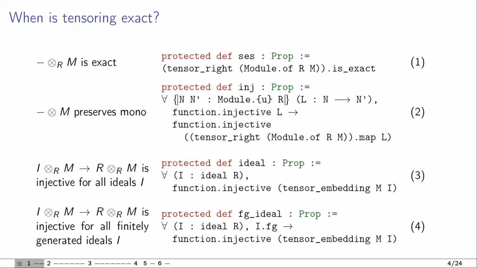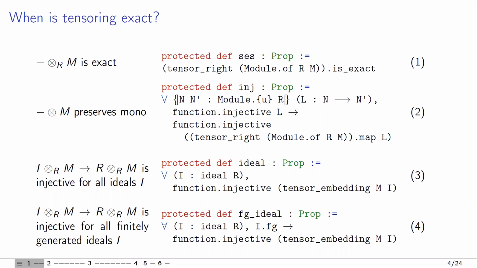Since tensoring with M is always right exact, it suffices to check that the first map is injective. If the first map is injective, then tensoring with the identity is still injective. So this is something we call tensoring with M preserves monomorphisms. In Lean, we just say that if N and N prime are two R-modules and L is an injective linear map, then L tensor the identity linear map is still injective.